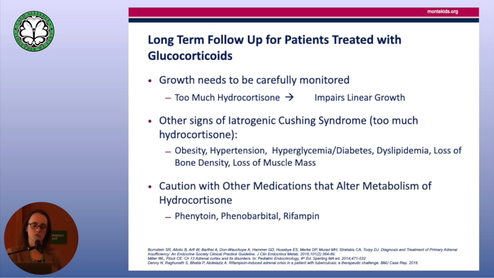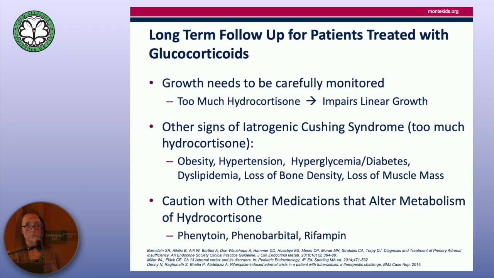Long-term, anyone who's on hydrocortisone needs to be carefully monitored to make sure they're growing properly and their doses are getting adjusted, and you need to make sure that you're not giving too much because that can also cause problems with growth. It can cause bone loss and muscle loss and raise blood sugars. And the other thing that's important to remember, especially the neurologists in the room, is that a lot of the anti-seizure medicines, and several other medications out there, will alter hydrocortisone metabolism. So you may need to make adjustments depending on what's happening with other medications.